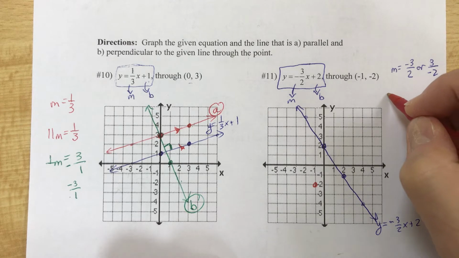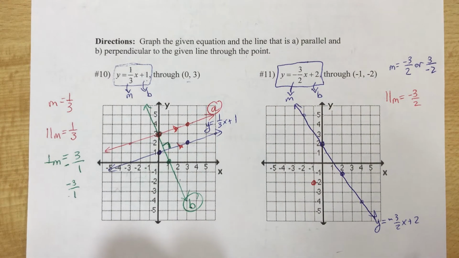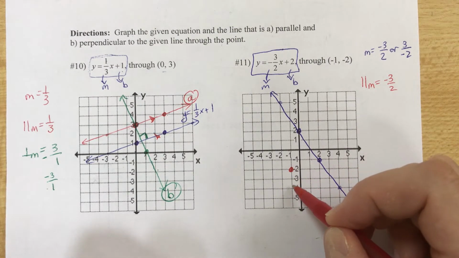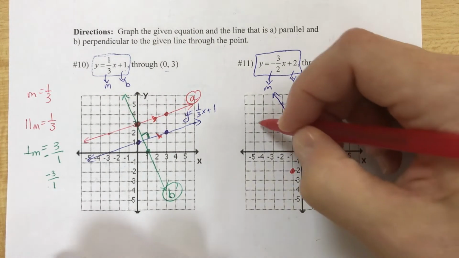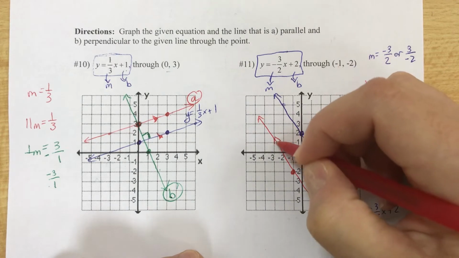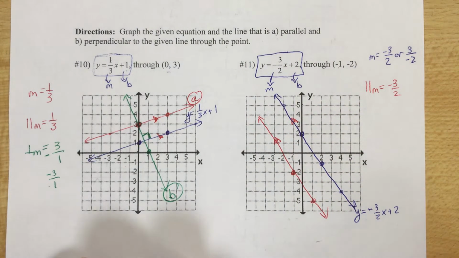So if the slope is -3/2, the parallel slope is the same. It's equal. So I'm going to count from here, down 3, right 2. And you can see if I draw this, it certainly looks parallel. That looks good. All I need is 2 points on the line to graph.